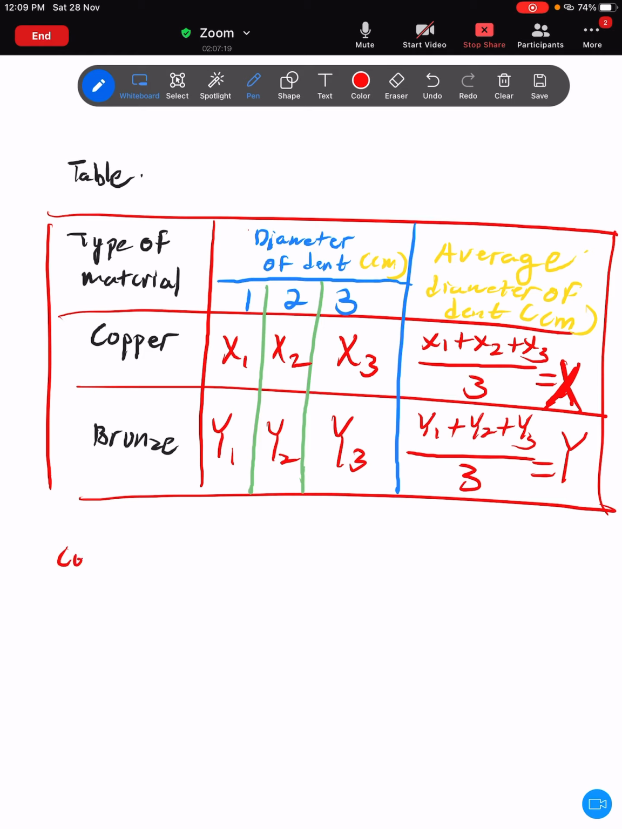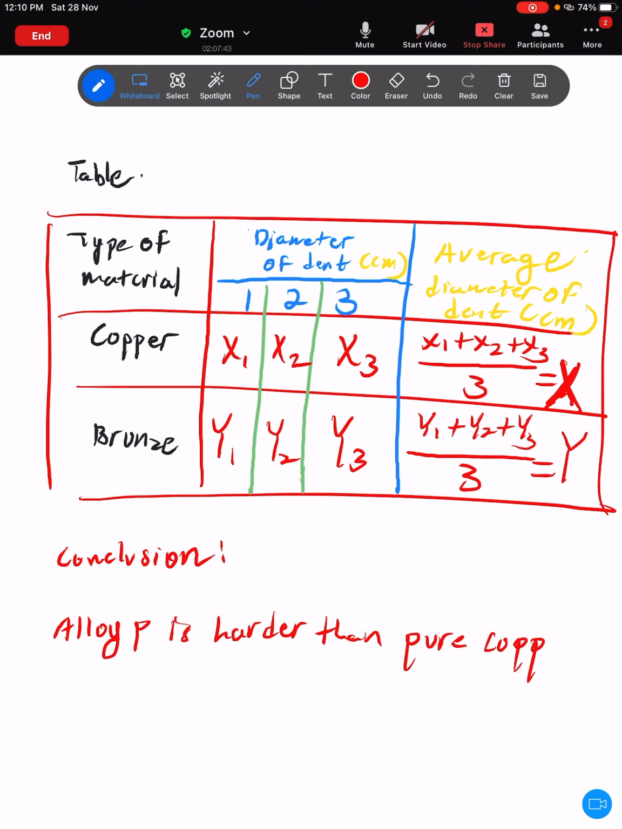So what will be the conclusion? What is the conclusion? Alloy P or Q is harder than pure copper metal. Bingo, you done with paper 2. Any question?